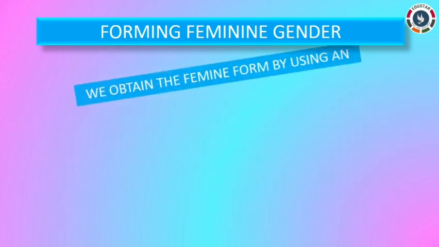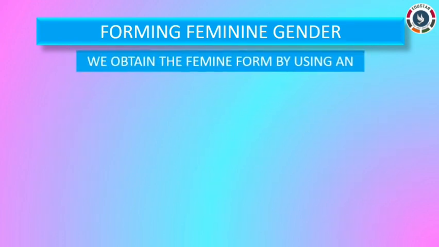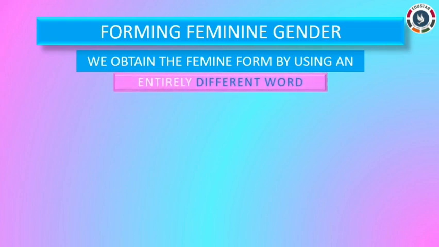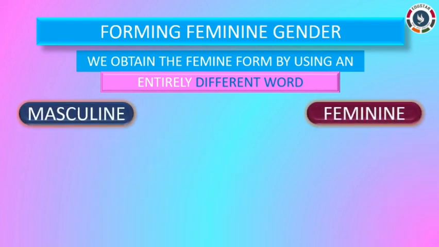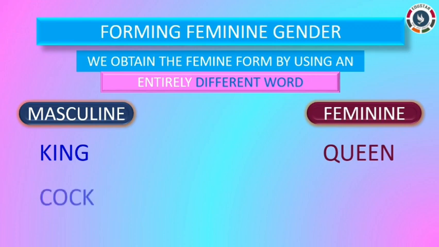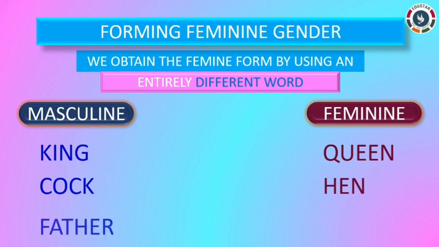The second way of forming a feminine gender is by using an entirely different word. For example, king, queen. Here we use a totally different word. One more example, cock, hen. Another example, father, mother.